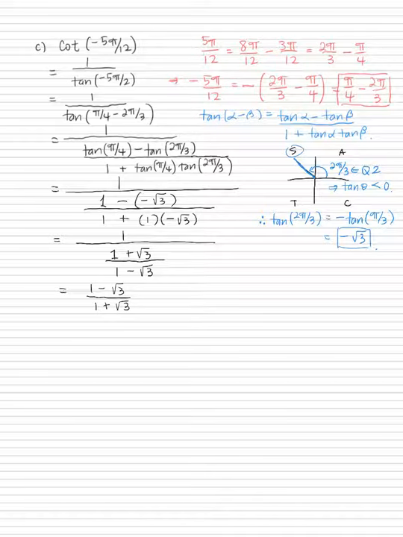Okay, now we need to rationalize the denominator, so we multiply by the conjugate of the denominator, which is 1 minus square root of 3. Okay, so then what do we get here? So this is going to look like, what is that? 1 minus square root of 3 minus square root of 3 plus 3.